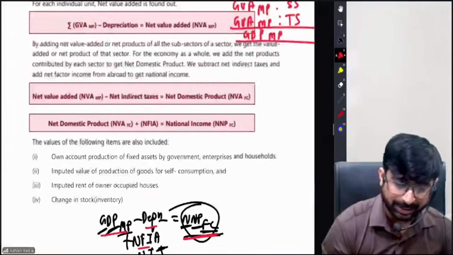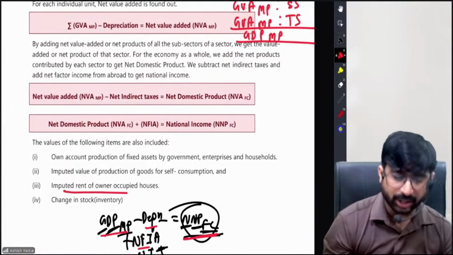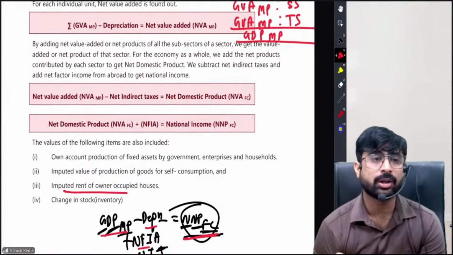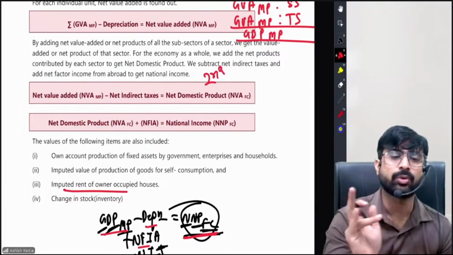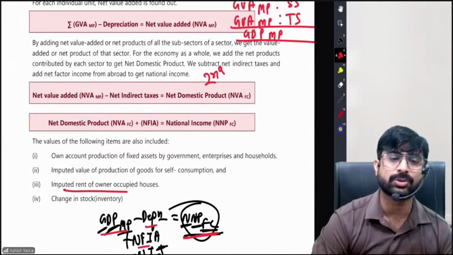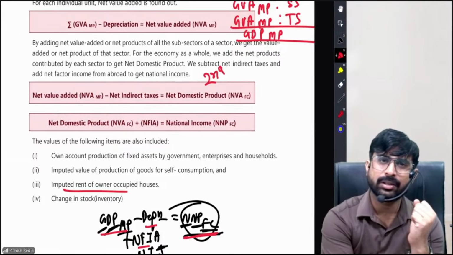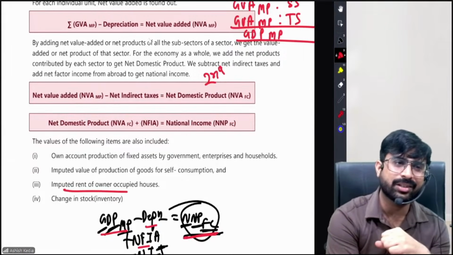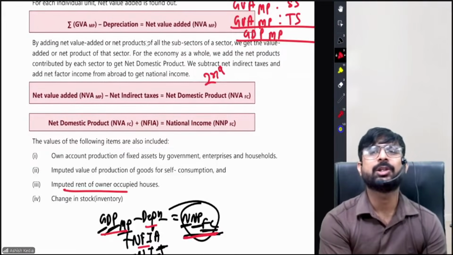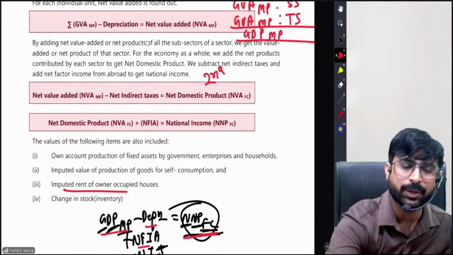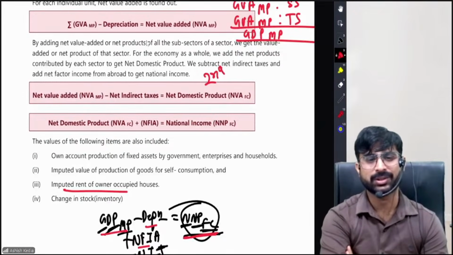So remember, this was the value added method. You should remember that imputed rent of owner occupied houses will be included. What will not be considered is second hand goods. Remember, in this world, what is not counted? Second hand goods. Why? Because in the year in which these goods were made, they were already included. So buying and selling of second hand goods is not a part of national income because no new goods and services are being produced.